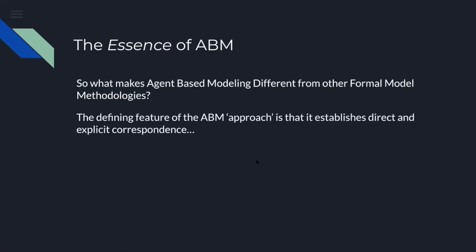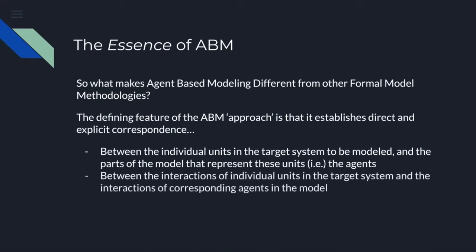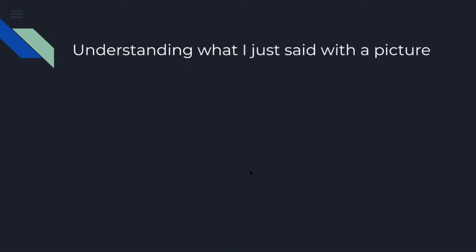So the defining feature of the ABM approach is that it establishes a direct and explicit correspondence between, first, the individual units and the target system. This target system is what we're trying to model, and the parts of the model that represent these units. And then also between the interactions of these individual units in the target system and the interactions of the corresponding agents in the model. Understanding what I just said with a picture always helps.